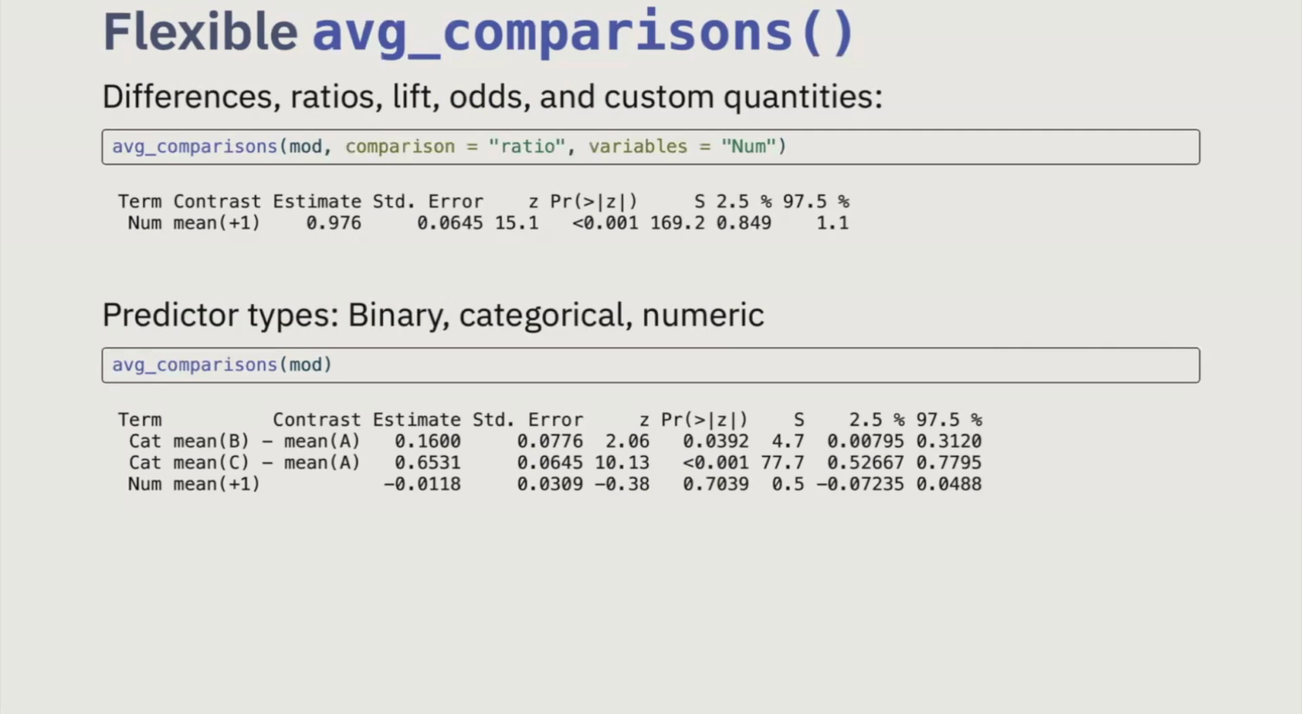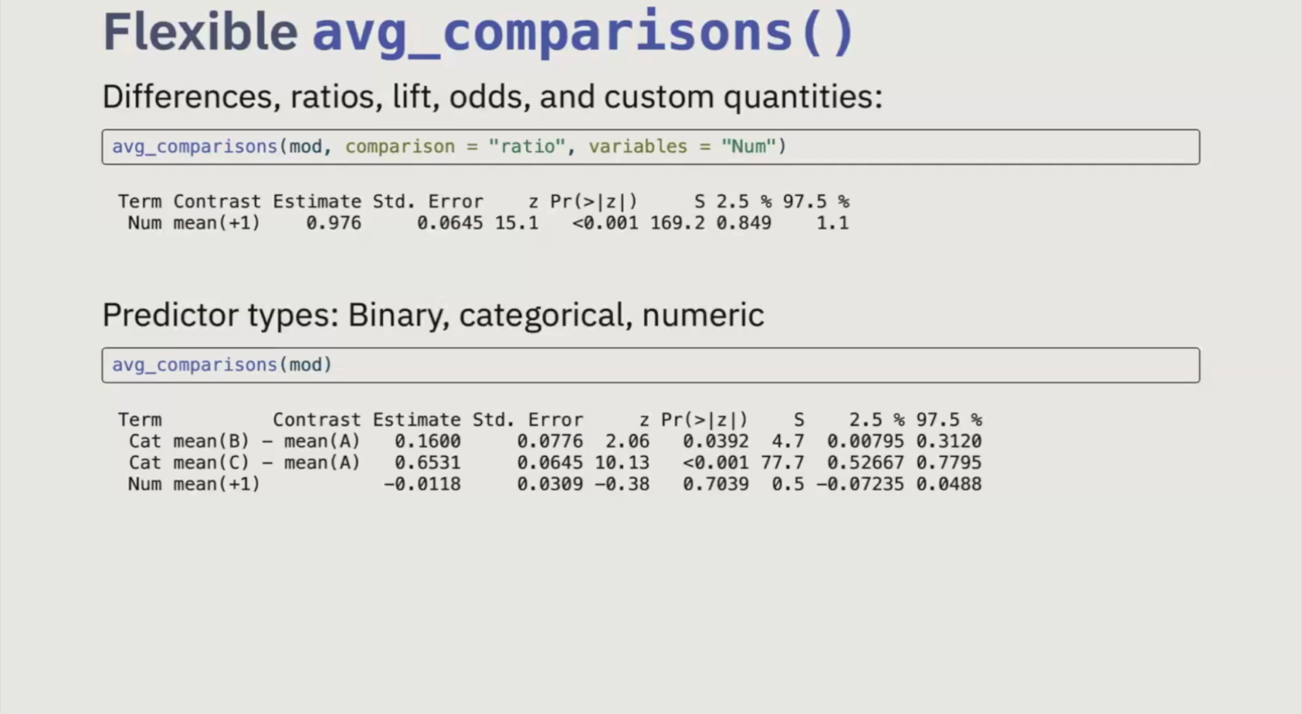It's kind of crazy. I stumbled on this feature by accident, and I'm really happy with it. Okay, so now what happens if you have different predictor types? If you have binary, categorical, or numeric variables, the average comparisons function is going to be pretty smart about it. So num here is a numeric variable, so by default it's going to show you the effect of increasing by 1 unit. But if you have a categorical variable, it's going to show you all these comparisons.